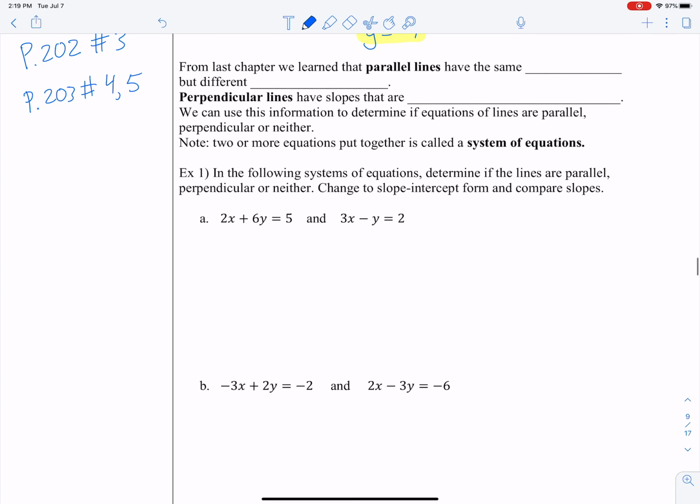All right, so now we're going to introduce parallel and perpendicular lines to what we've been learning about equations. From the last chapter, we learned that parallel lines have the same slope but different y-intercepts. And we learned that perpendicular lines have slopes that are negative reciprocals, meaning it's flipped and the sign is changed.